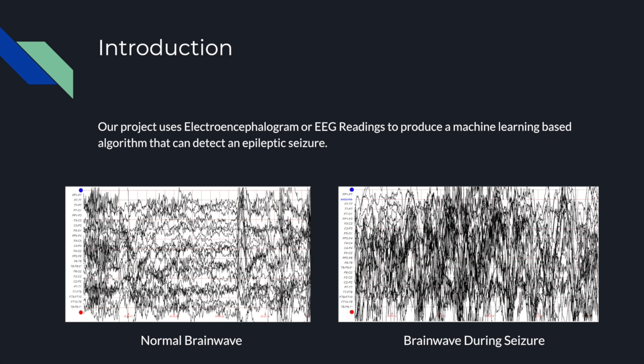Our project uses EEG readings and a convolutional neural network to produce a machine learning-based algorithm that can detect an epileptic seizure.